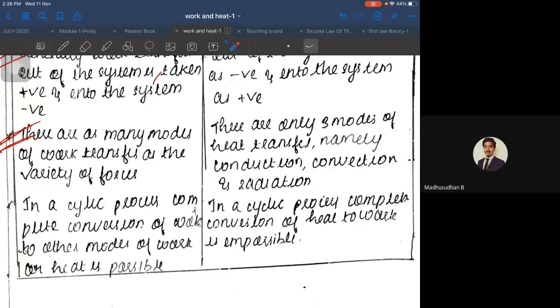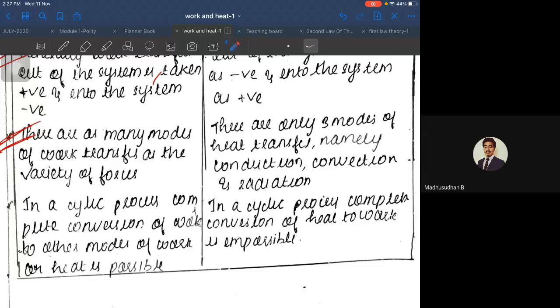If there is a magnetic force, magnetic work can be calculated. Electrical force, electrical work can be calculated. But when it comes to heat, how many heat transfers are there? Only three: conduction, convection, and radiation. There are only three modes of heat transfer, namely conduction, convection, and radiation. Okay. The last point.